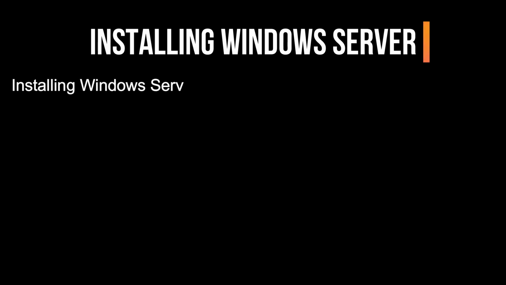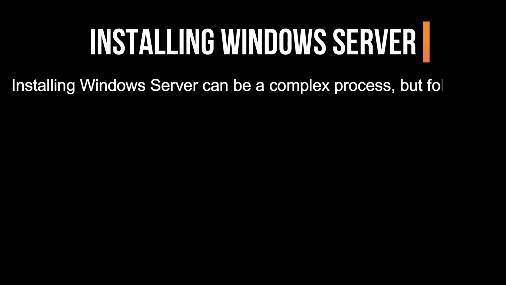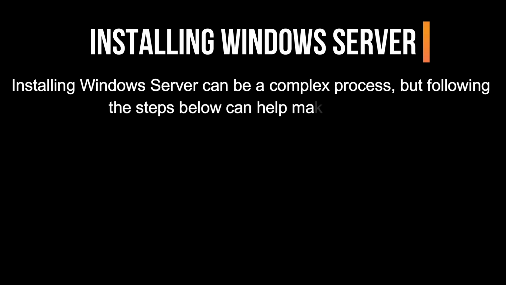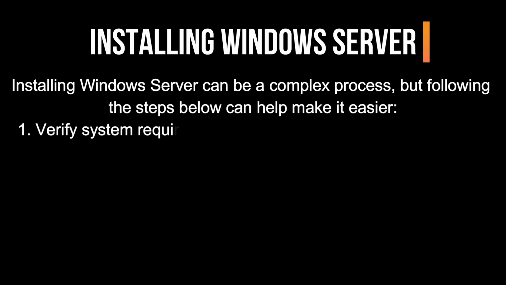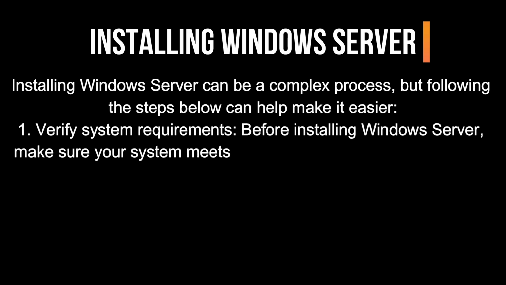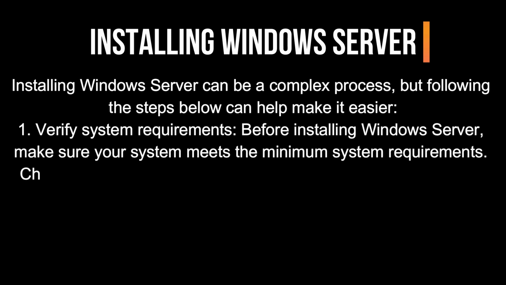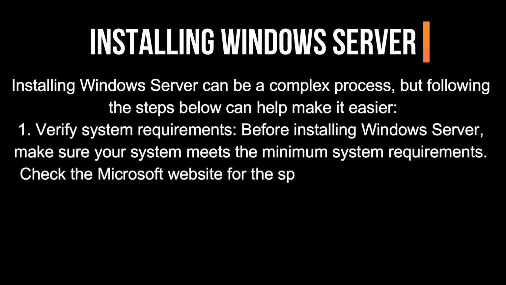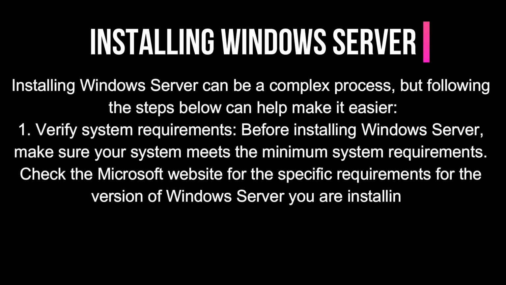Installing Windows Server. Installing Windows Server can be a complex process, but following the steps below can help make it easier. 1. Verify system requirements. Before installing Windows Server, make sure your system meets the minimum system requirements. Check the Microsoft website for the specific requirements for the version of Windows Server you are installing.